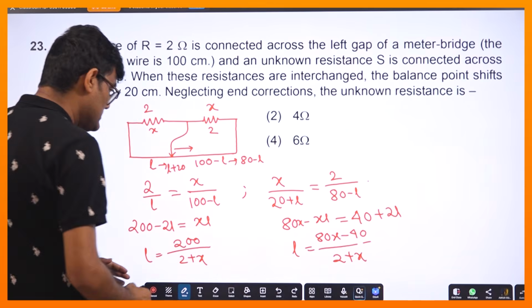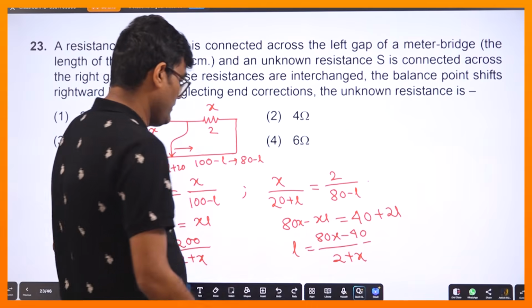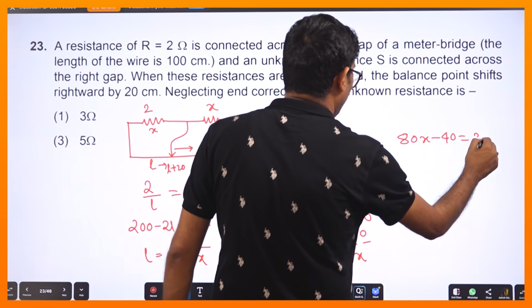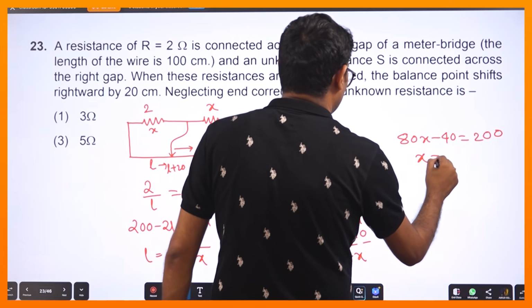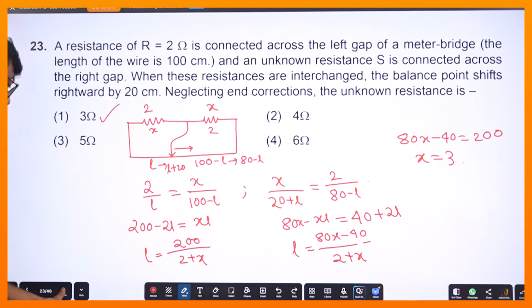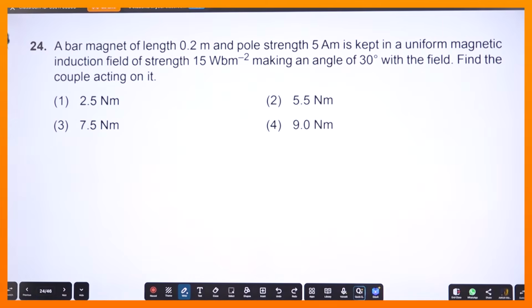Now if I compare this, 80x minus 40 equals 200, so x equals 3. That is the answer. 3 ohm is the correct answer for this question. Got it? Let's move to the next question.